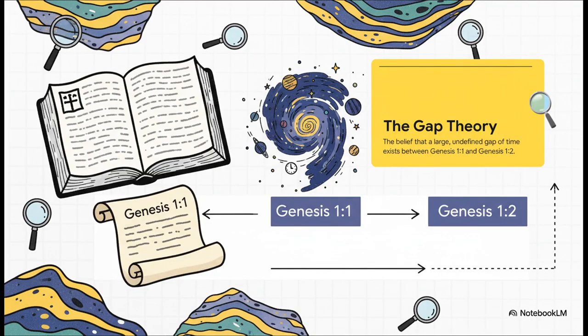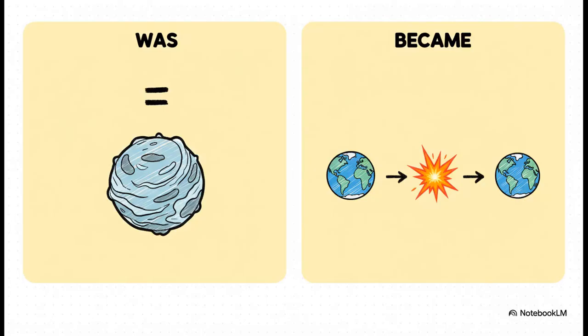Now, one of the famous attempts to harmonize the Bible with an old Earth timeline is known as the gap theory. This is the idea that there's a huge, undefined period of time, maybe millions of years, that exists right between the first and second verses of Genesis. The whole theory really hangs on how you interpret verse 2.